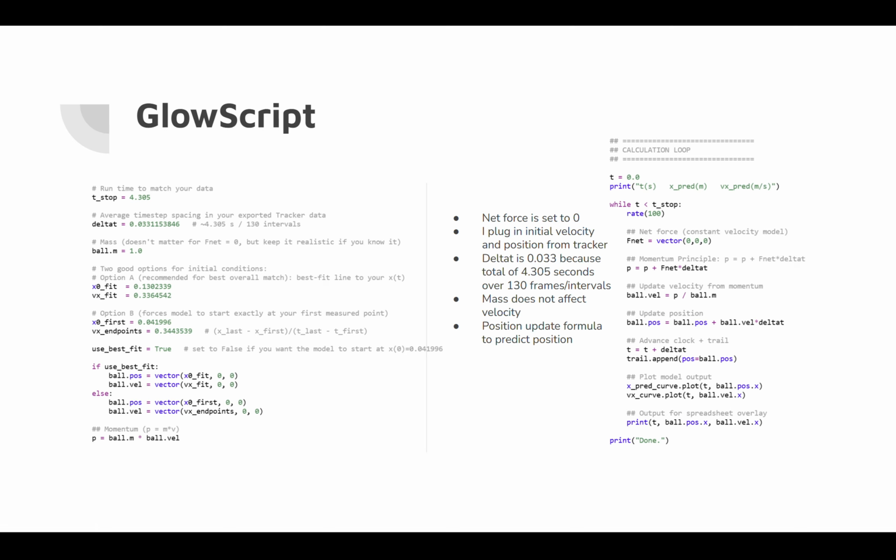So here is the GlowScript code that I wrote. I first set my net force to 0, and then I plugged in the initial velocity and position from my Tracker data. Then I set delta t to 0.33 because the total time it took was 4.3 seconds over a total of 130 frames. And then I set it so mass will not affect my velocity in the velocity update here. And then I created the position update formula to predict my position, basically.